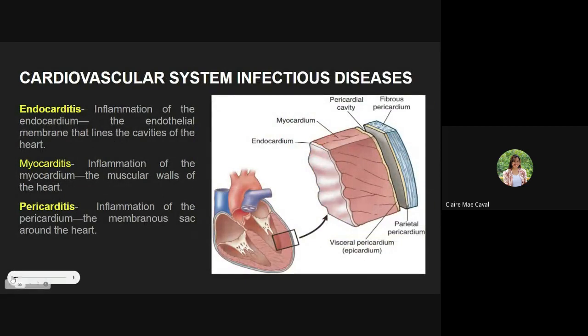So these are the different terminologies relating to cardiovascular system infectious diseases. But before we proceed, let's first have a quick recall of the different walls or layers of the heart. You have the endocardium, myocardium, and the pericardium. Your pericardium, it's the double-walled membranous sac around the heart. And your myocardium is the muscular wall of the heart. The endocardium, it's the innermost wall of the heart. It's the endothelial membrane that lines the cavities of the heart.